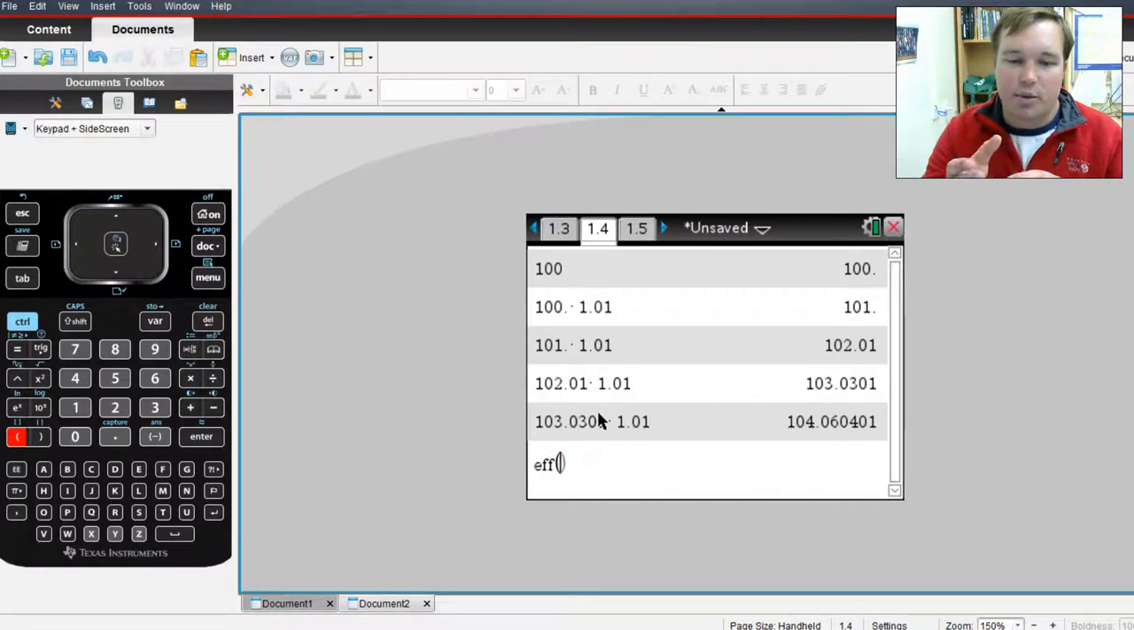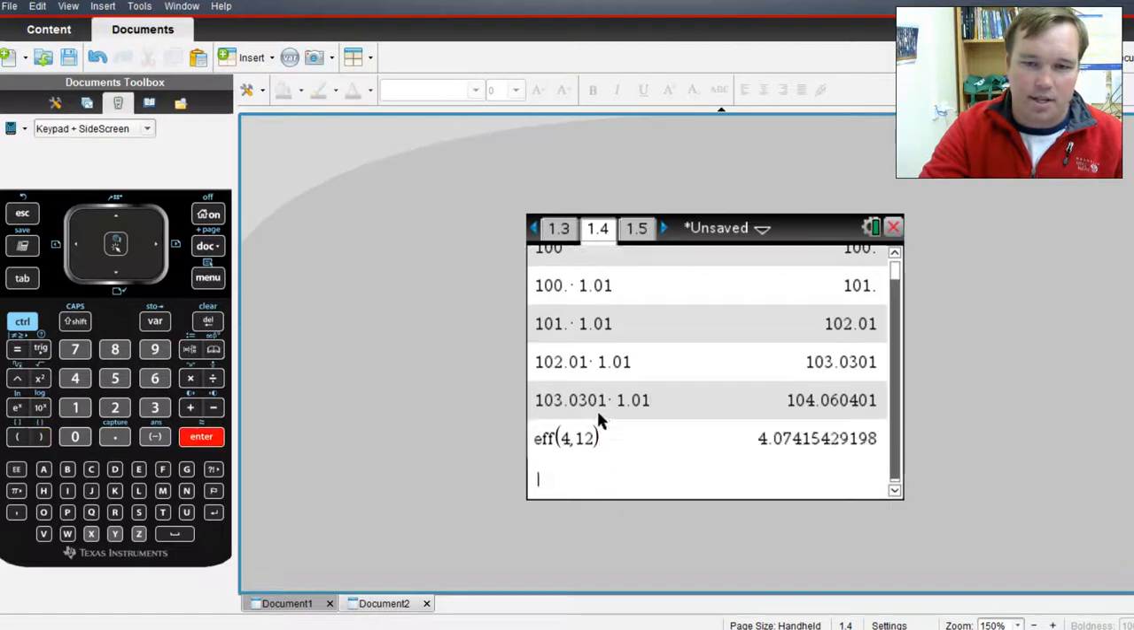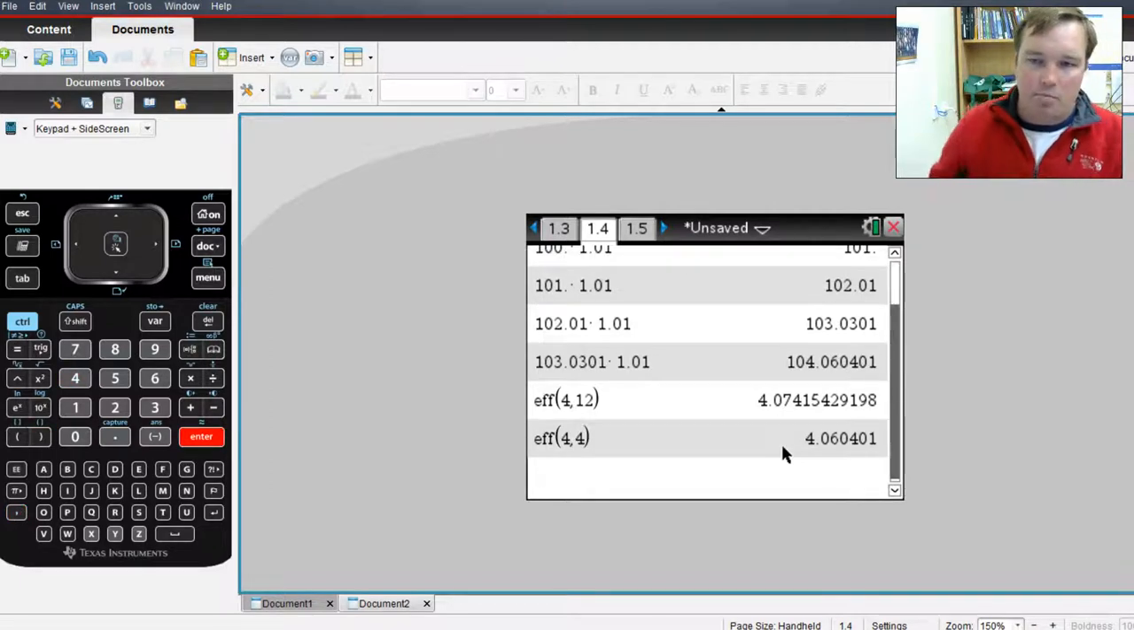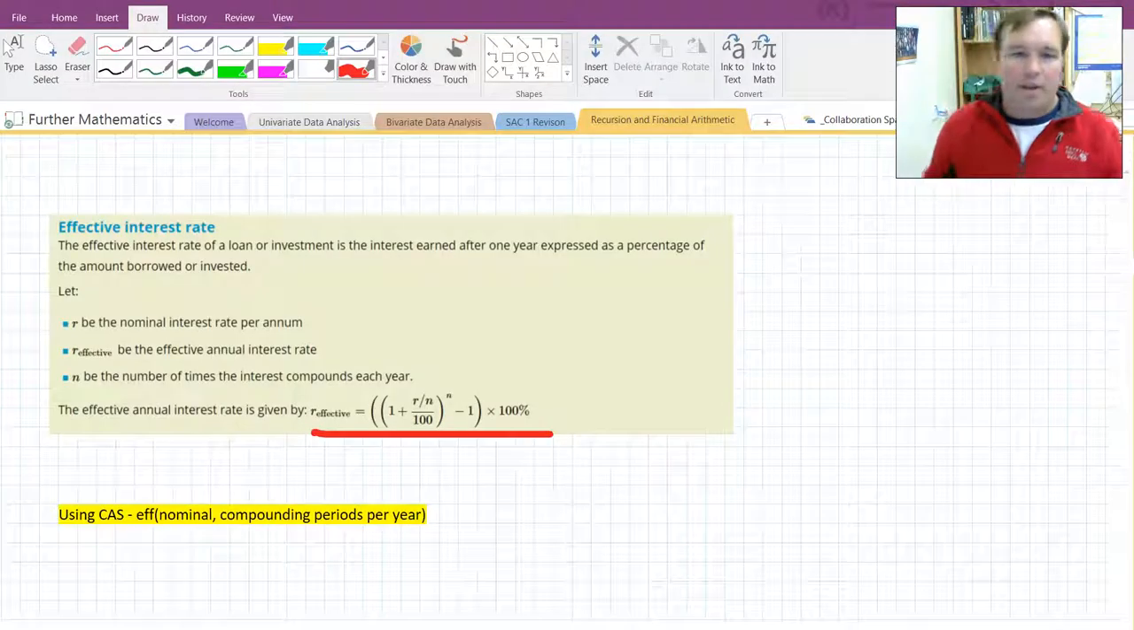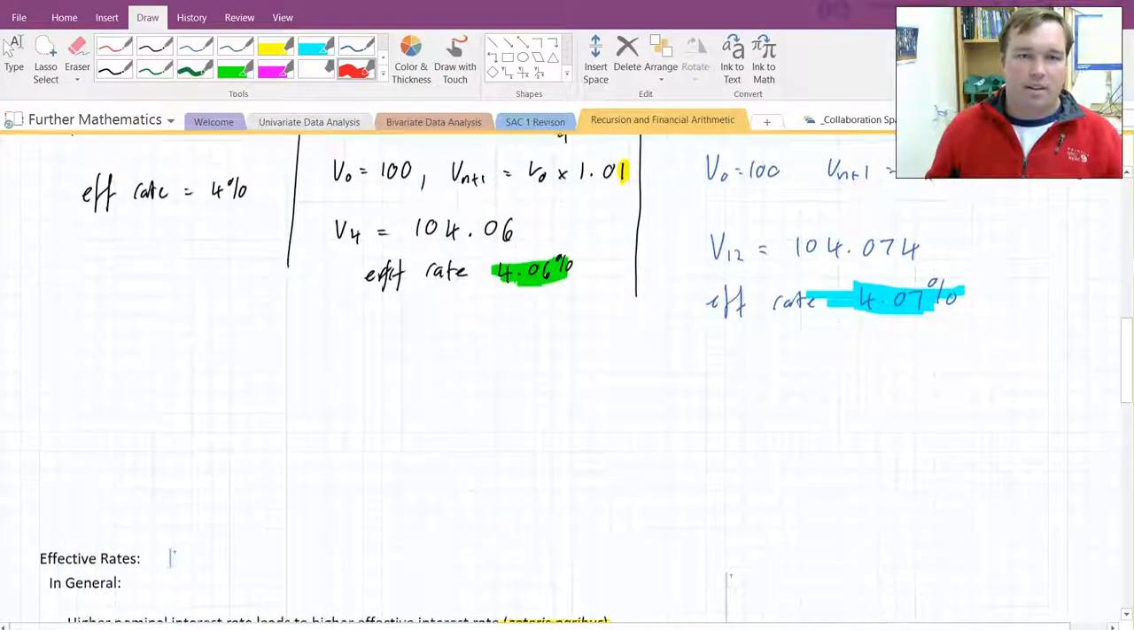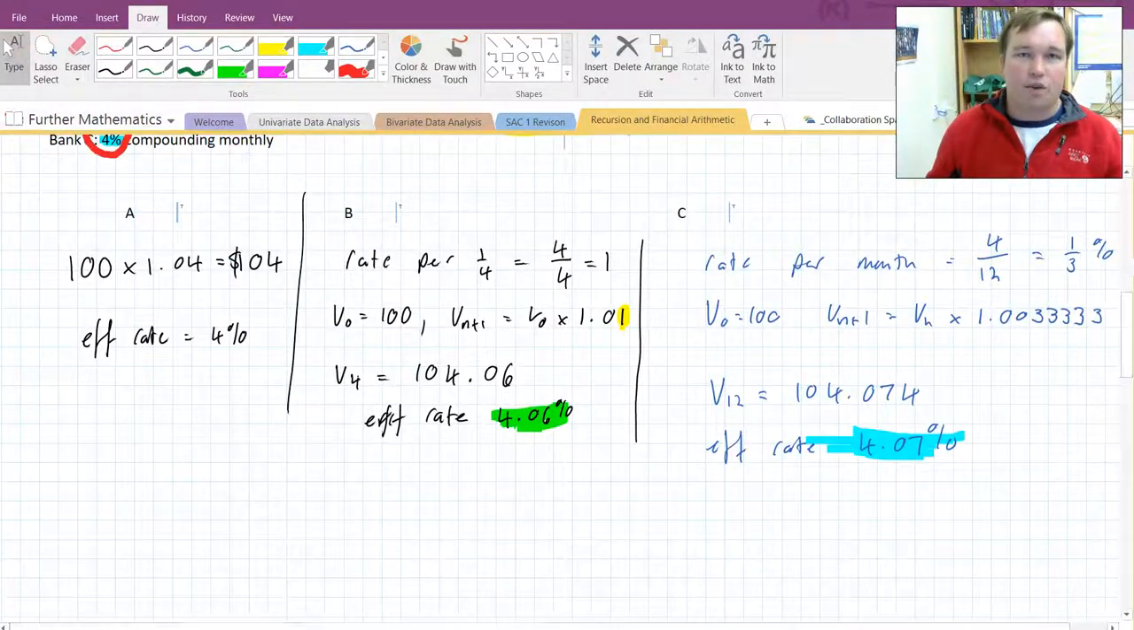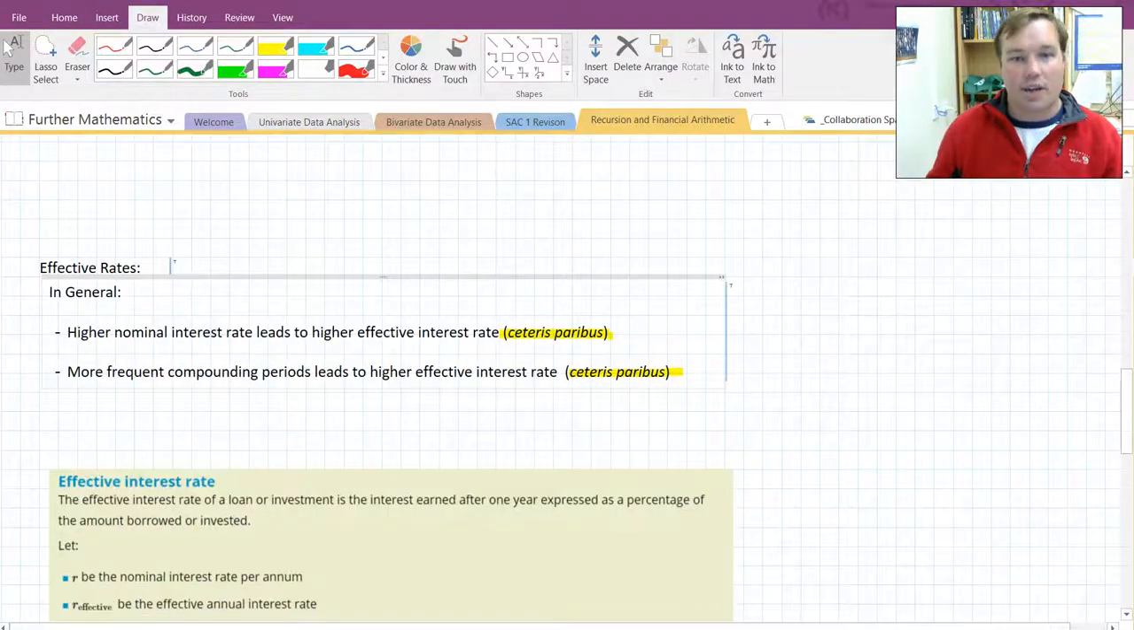Then the first number you put in is the nominal rate, so nominal rate of 4, then comma, the number of compounding periods in a year. Compounding monthly, we saw that it was 4.07. EFF, 4% compounding every quarter. There's our 4.06. Neat, huh? So, effective rate is illustrated there, and then you've got 2 ways to calculate it. Largely, you're going to use your calculator, clearly.